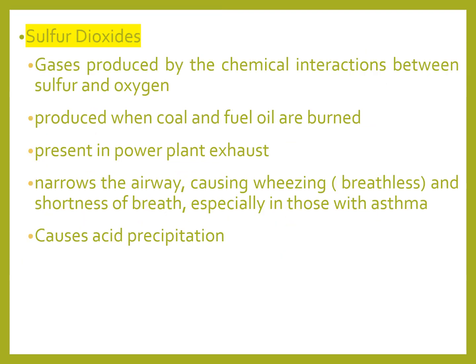Next dangerous gaseous pollutant is sulfur dioxide. This gas is produced by chemical interaction between sulfur and oxygen. It is produced when coal and fuel oil are burned, so generally it is found in power plant exhaust. Effect wise, it narrows the airways, causing wheezing, breathlessness, and shortness of breath, especially in those persons who are suffering from asthma. Also it is responsible for acid rain. So this SO2, combining with oxygen and water, will result in acid rain.